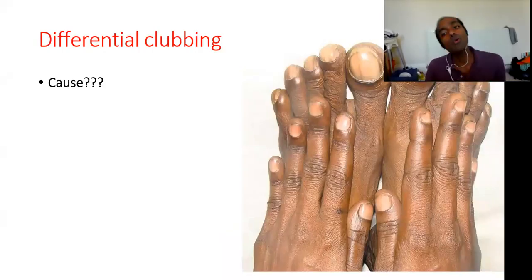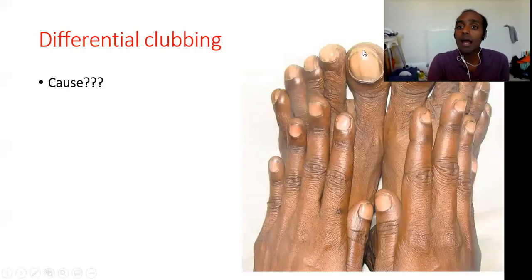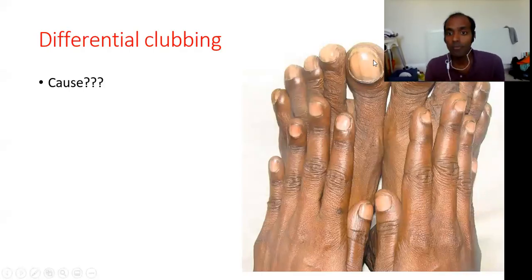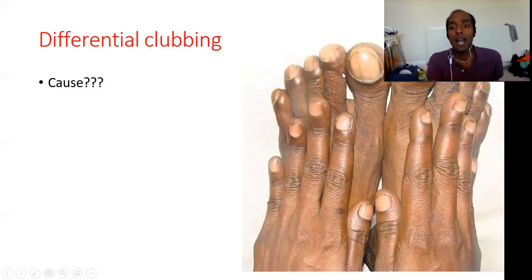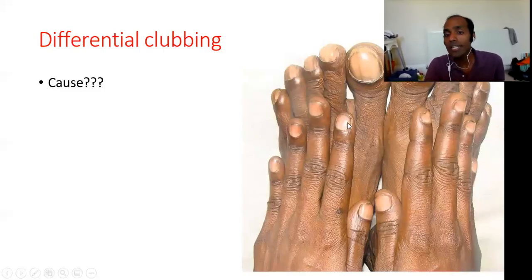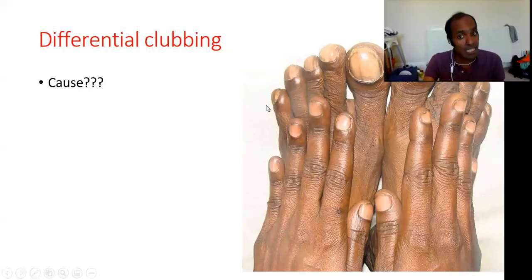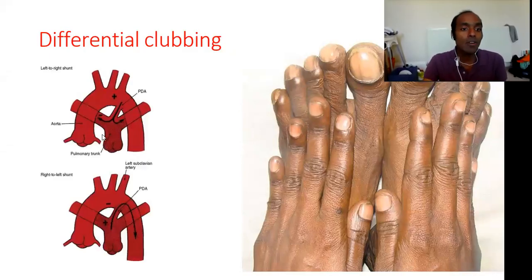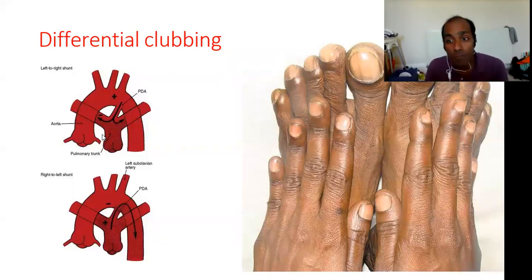In this patient, it's interesting to note that there is clubbing only in the toes, but not in the fingers. That's very clearly seen. Clubbing in the toes and not in the fingers is called differential clubbing. And it is seen in a very specific condition, a reversed patent ductus arteriosus. You see it in a reversed patent ductus arteriosus.